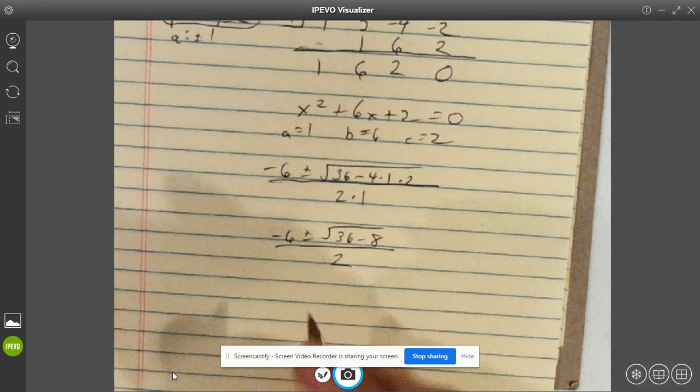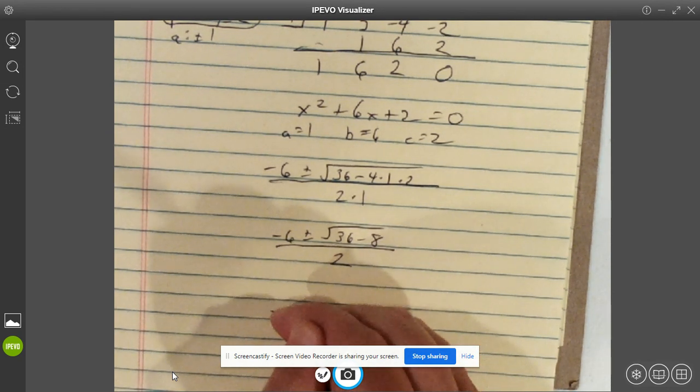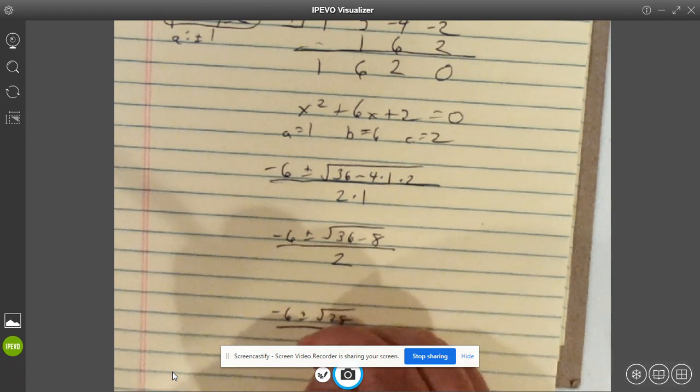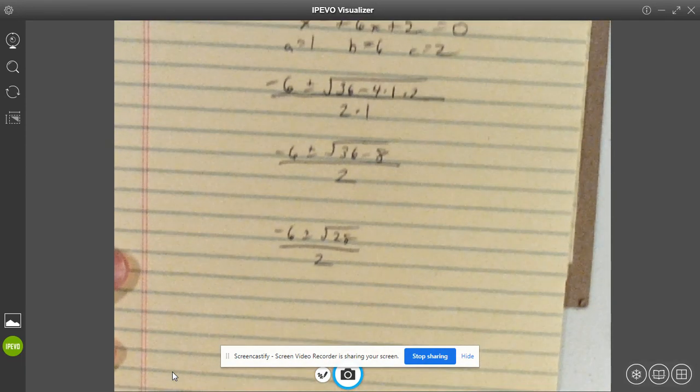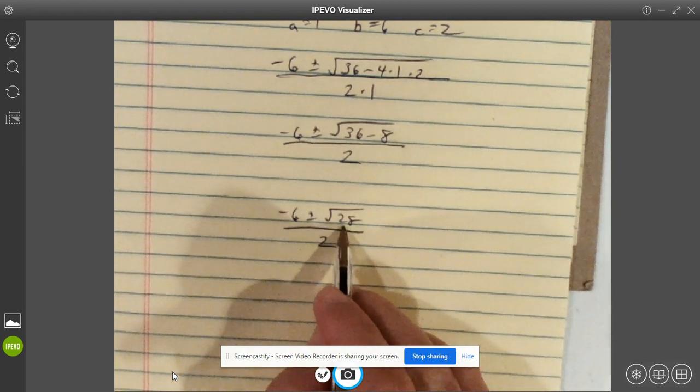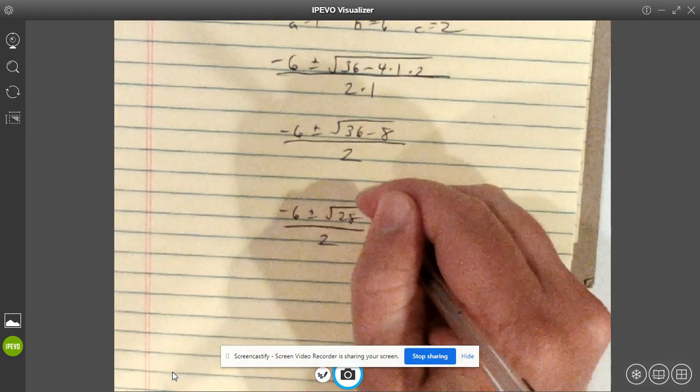And now 36 minus 8 is 28. So I get -6 plus or minus the square root of 28 over 2. And that's a good answer. That's a decent answer, but I'd like to simplify this. So this is 7 times 4.